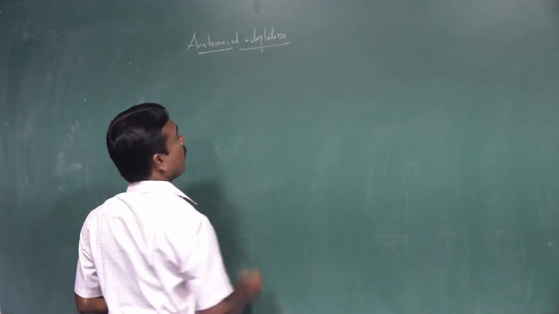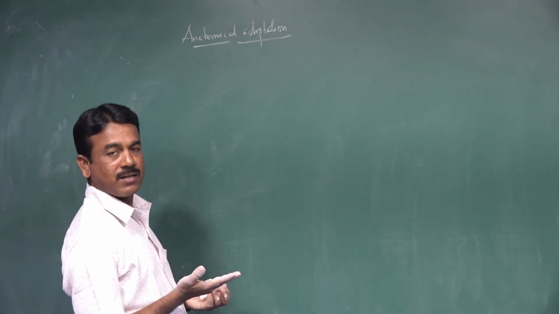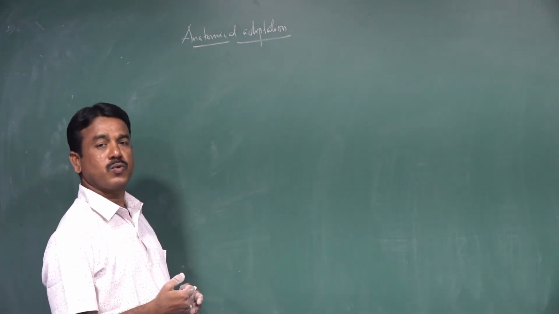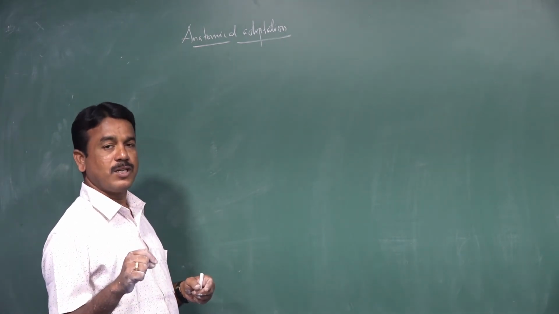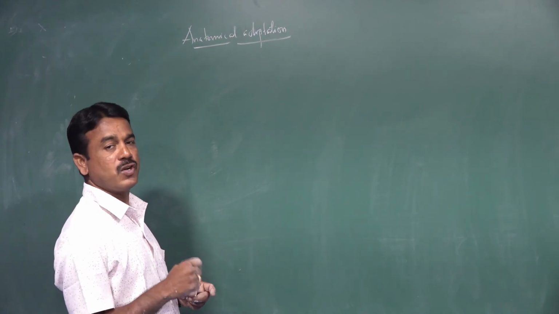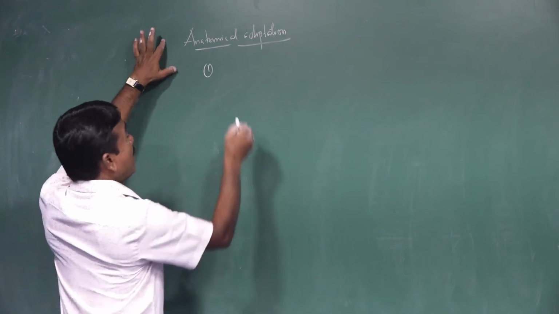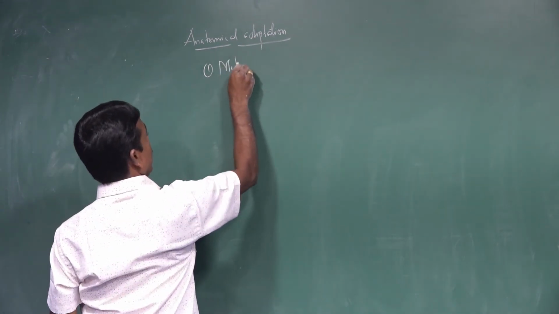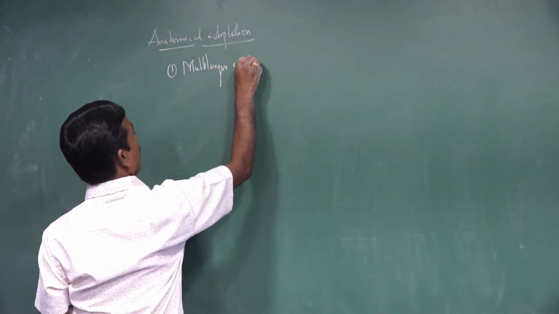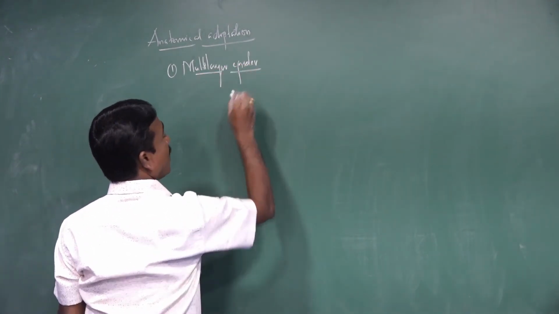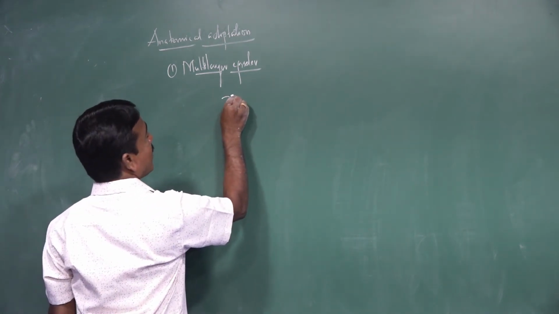What is anatomy? Anatomy is the study of internal structure. If you take a cross section and keep it under the microscope, you can observe what adaptations occur in the internal structure of xerophytes. First of all, multi-layer epidermis is there. In general, it is a single layer, but here multi-layer epidermis is present.